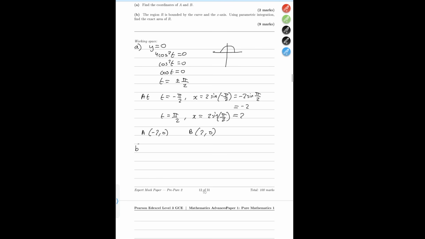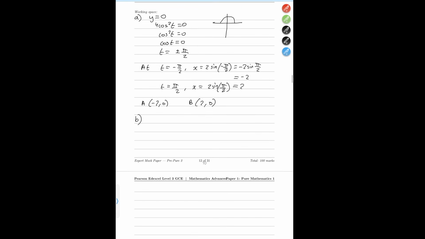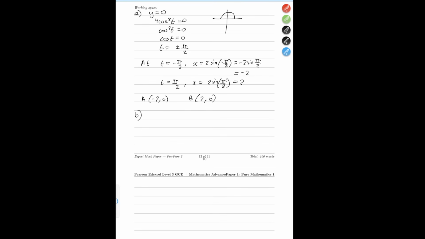Let's move on to part B now, so some parametric integration. Normally when we integrate, it will be y dx, because you have y as a function of x. When we're doing parametric integration, we write it as y dx/dt dt. The way I used to think about it is that the two dt's cancel out to give us dx. That's kind of how I would think about it.